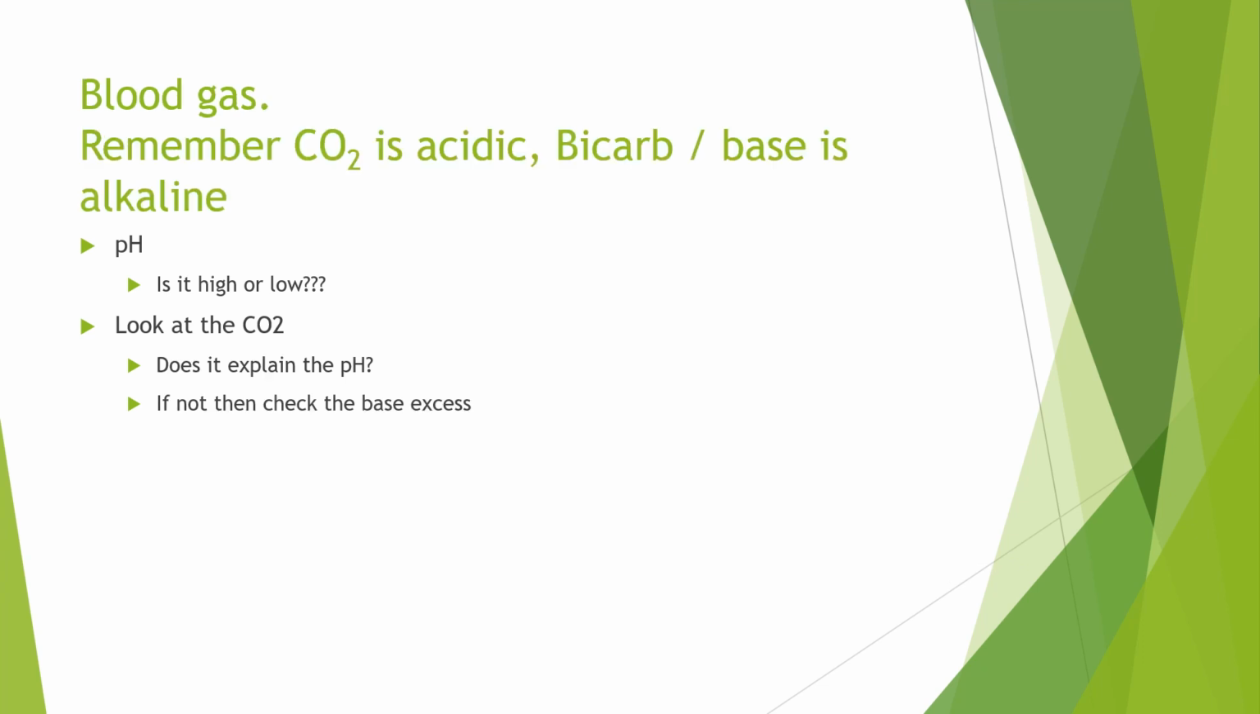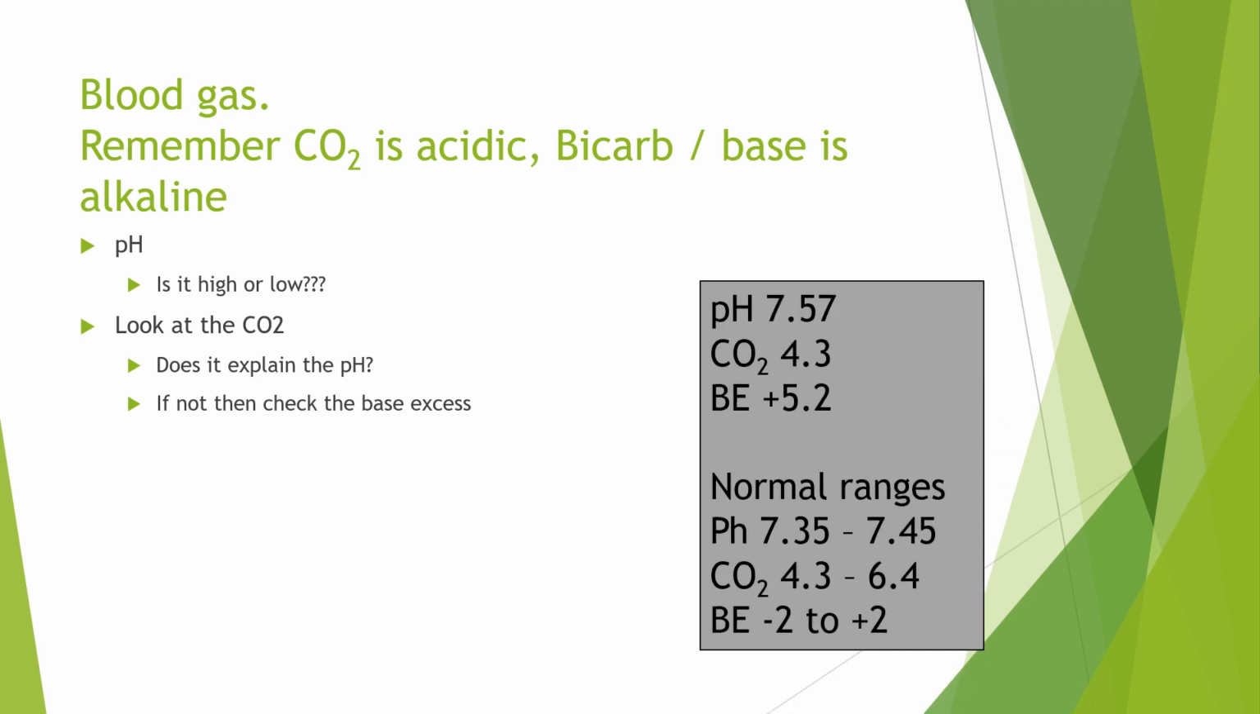So, next one. Remember, CO2 is acidic, okay? Bicarb and base is alkaline. Base is in fact just another word for alkaline. So this new gas, we've got the pH, is it high or is it low? This one's obviously high. Does the CO2 explain the pH? No, it does not. This CO2 is low to normal. It's not likely to be making the blood alkalotic then, is it? If the CO2 isn't very low, this 4.3 is within the normal range.